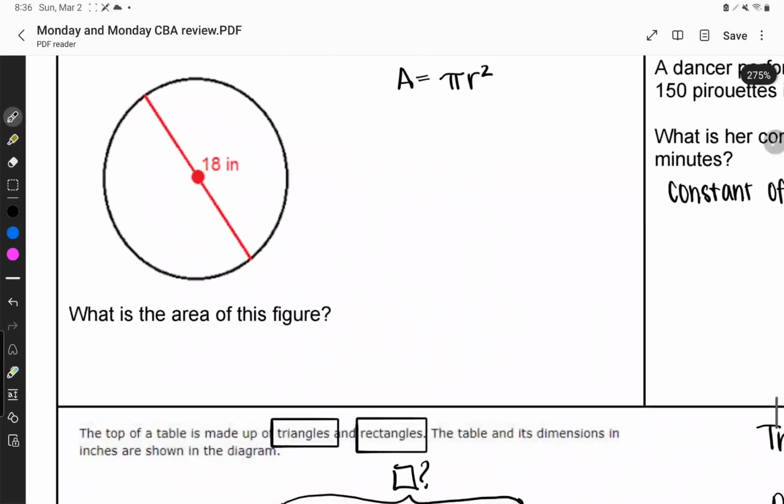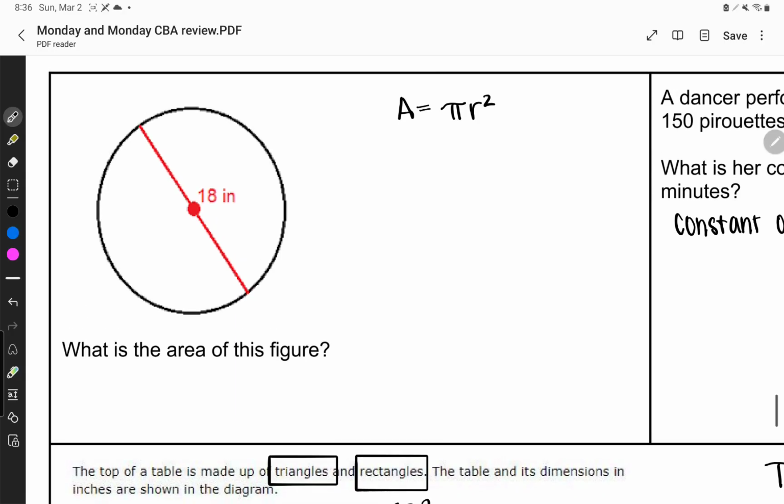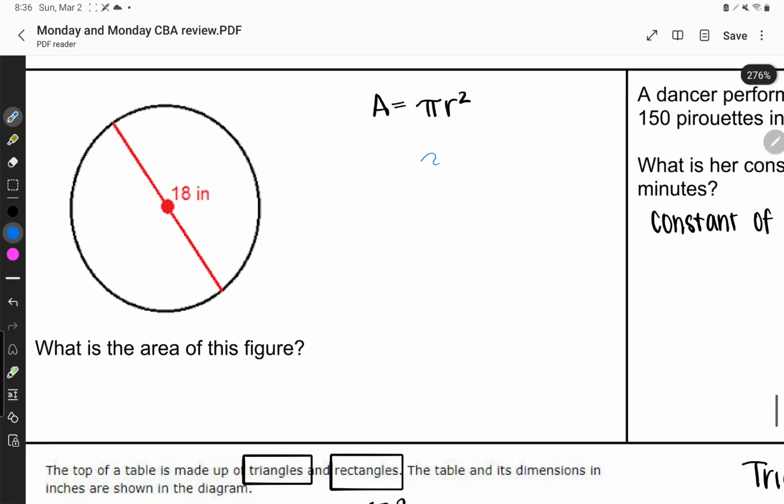All right, this one right here says, what is the area of this figure? We know that area equals pi times radius squared. Remember, I don't like the formula area equals pi times radius squared, so how do I rewrite that? I rewrite it as area equals 3.14 times radius times radius.